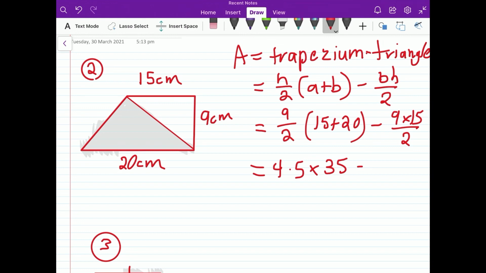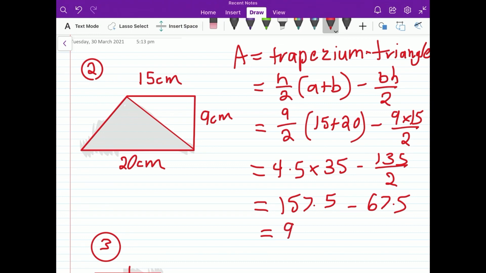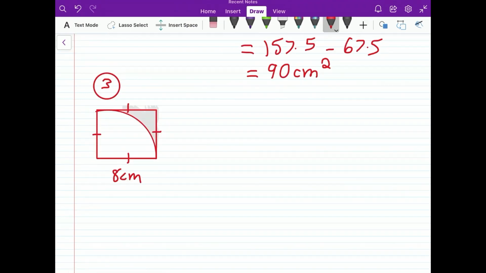9 times 15 is 135, so 135 over 2. 4.5 times 35 equals 157.5. 135 over 2 gives you 67.5. 157.5 minus 67.5 gives you 90, and since it's in centimeters, we write centimeters squared.